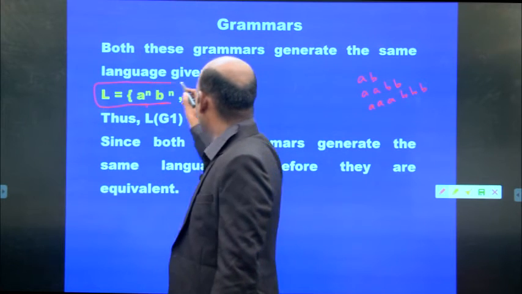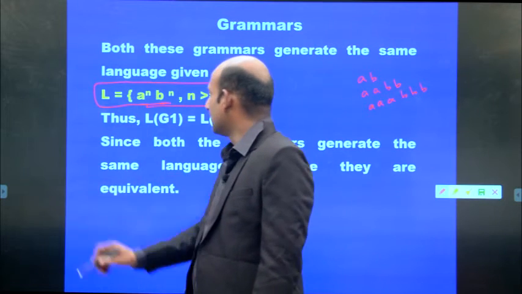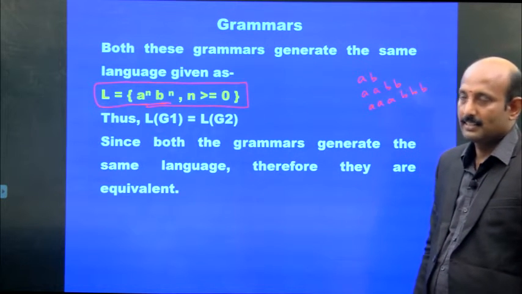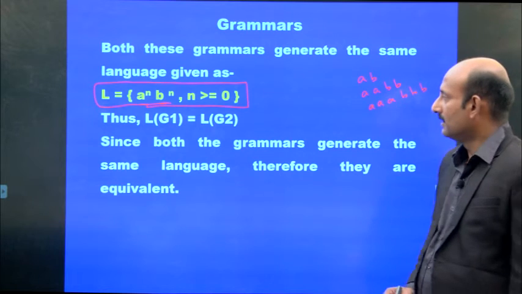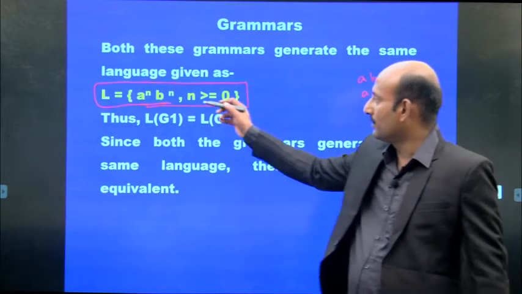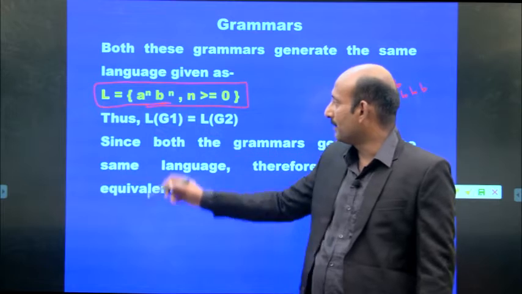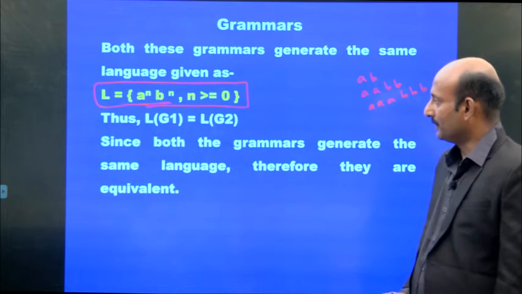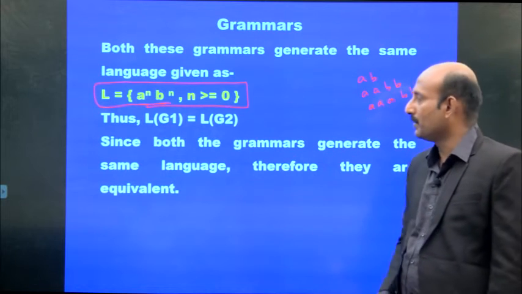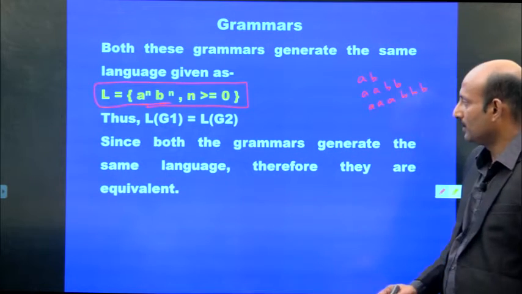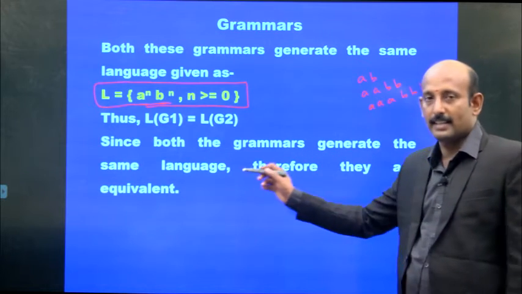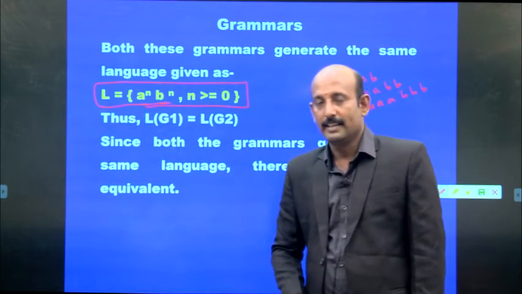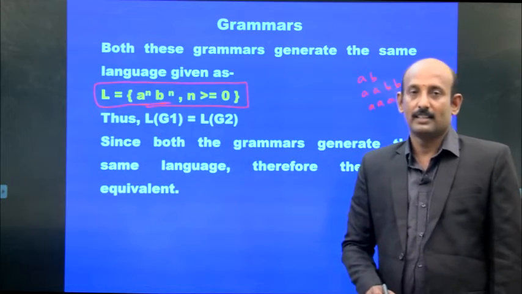So we have to write the language. This is the format. In the formal way, we can write the language like this: L equals the strings consisting of a number of A's followed by a number of B's, where n is greater than or equal to 0. So thus the language of G1 and the language of G2, both grammars, generate the same language. Therefore, they are equivalent. So the grammars are said to be equivalent.